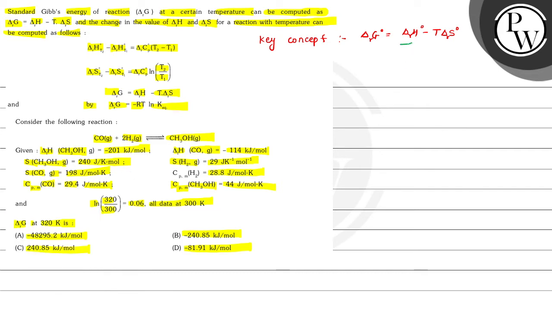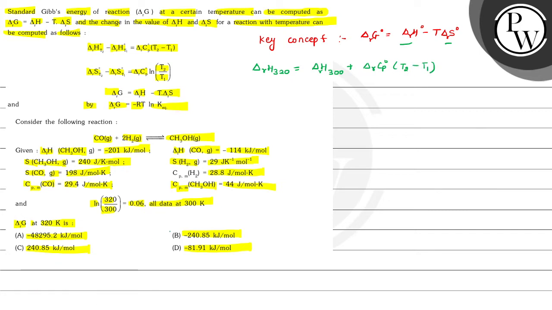तो सबसे पहले हमें डेल एच और डेल एस 320 केल्विन पे निकालने पड़ेंगे, उसके बाद हम इसकी वैल्यू निकाल सकते हैं. सो 320 केल्विन पर सबसे पहले हम निकालेंगे एंथैल्पी ऑफ रिएक्शन. So at 320 Kelvin the enthalpy of reaction is equals to enthalpy of reaction at 300 Kelvin plus del R Cp naught T2 minus T1.